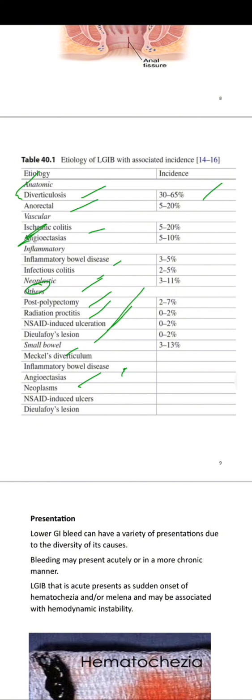Angioectasia can be in the large bowel and in the small bowel also. Neoplasm, and we said the ulcer, which is caused by non-steroidal anti-inflammatory drugs.